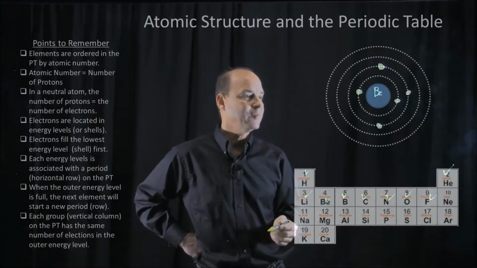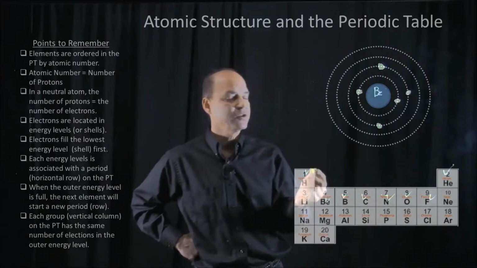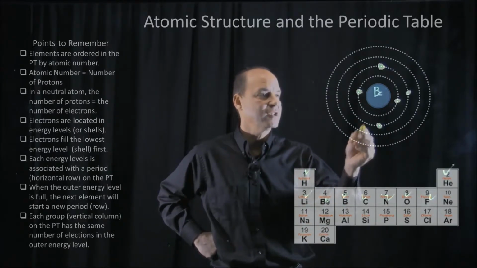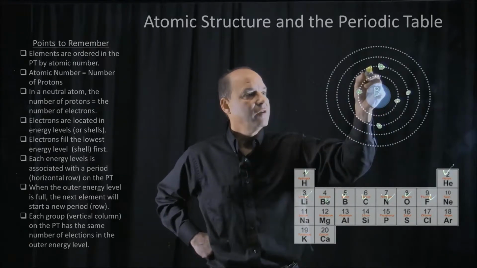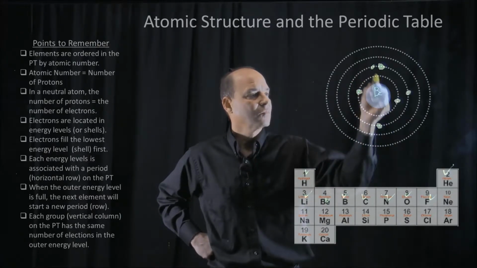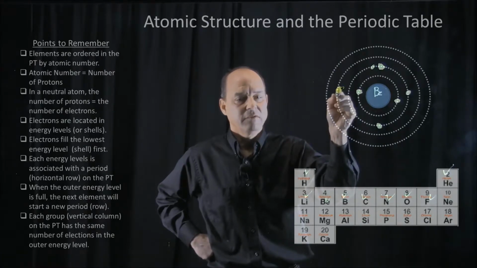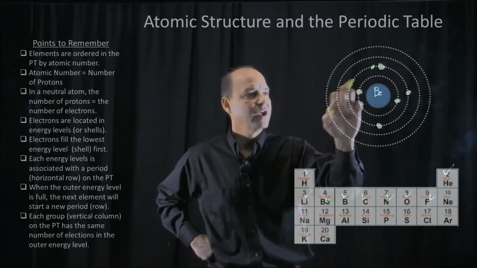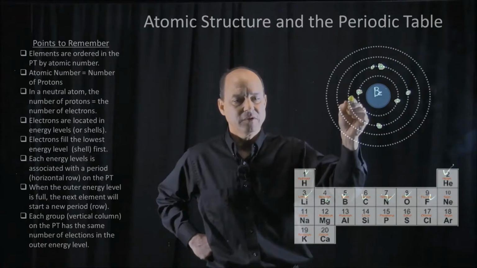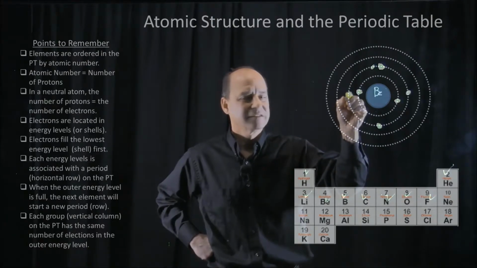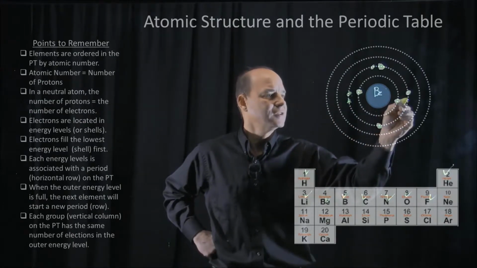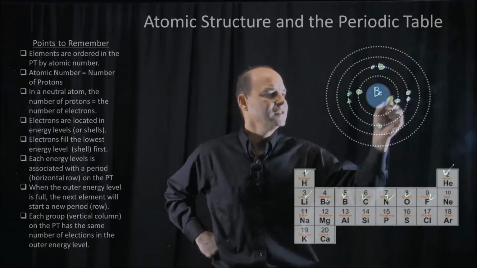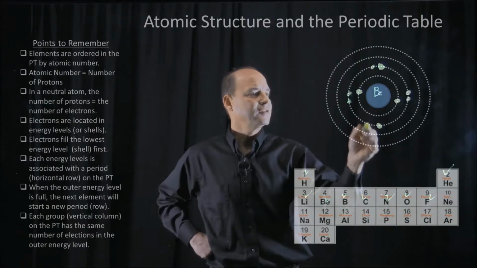Fluorine, atomic number 9. So I've got 9 protons. I need to have 9 electrons. So I've got 2 in the first. 1, 2, 3, 4, 5. Oops, that's too far out, isn't it? Let's see. Here we go. 5, 6, 7, 8. Let me count them again.